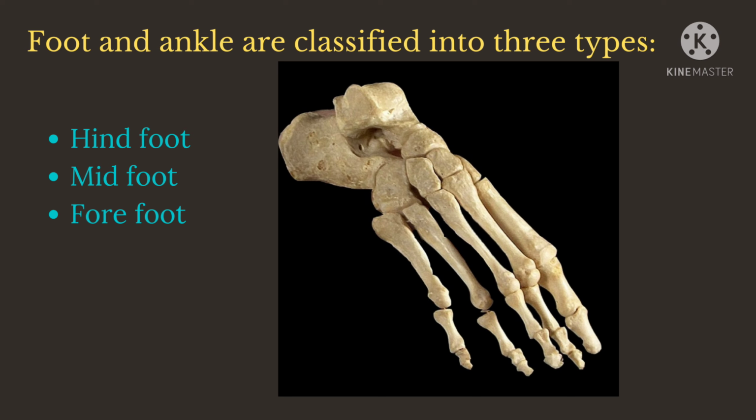Specifically speaking, the foot and ankle are classified into 3 types, that is the hindfoot, midfoot and forefoot. The name itself gives the information: the hindfoot, the back part, the middle part and the forefoot. So let us see how each of them, the hindfoot, midfoot and forefoot, has been divided. So first what you are going to see is the hindfoot. This is the hindfoot.